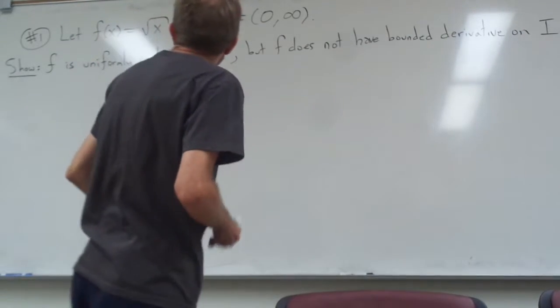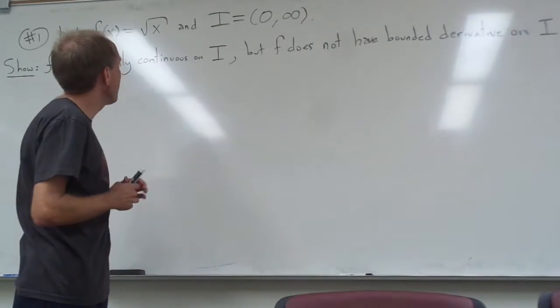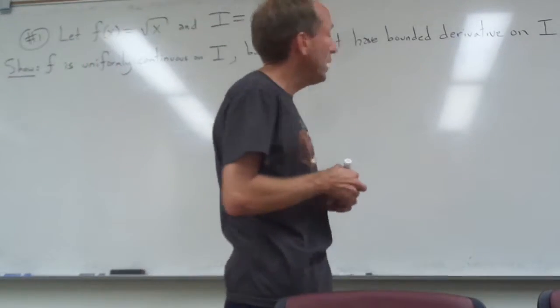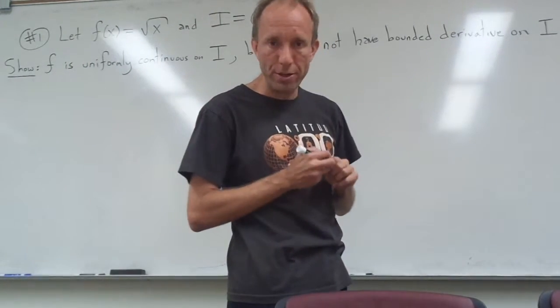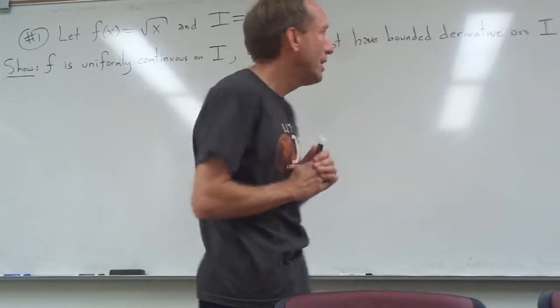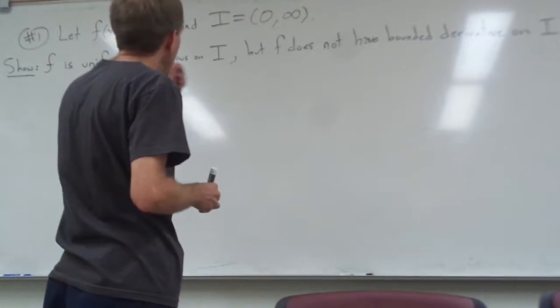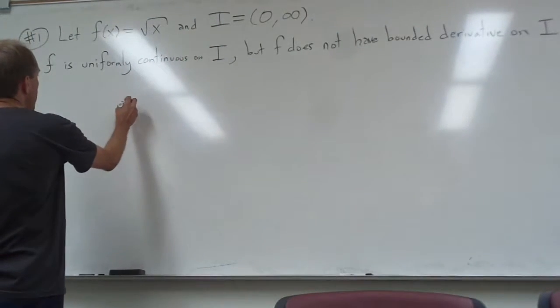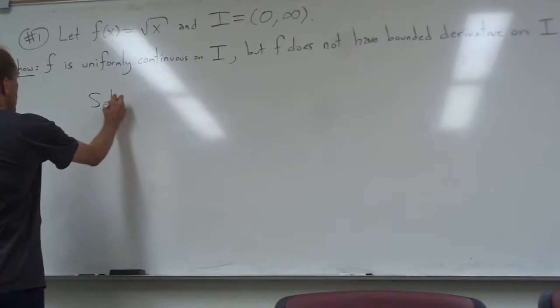So we're going to use the square root of x function, and we're going to show that that is uniformly continuous on I, and then we're going to show that it does not have a bounded derivative on I. In fact, it's easiest to show first that it doesn't have a bounded derivative. Let's just take a look at that. We'll just do this easy part first.